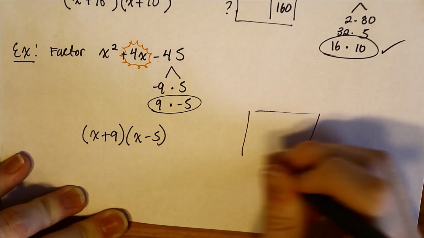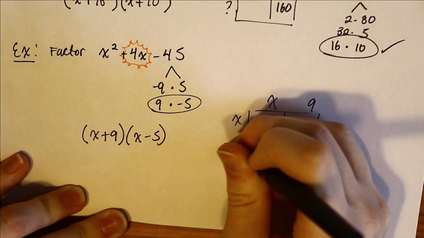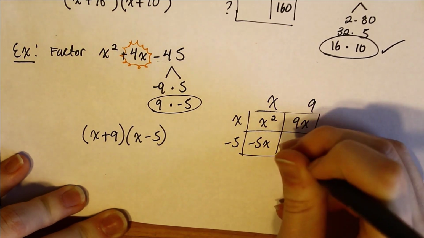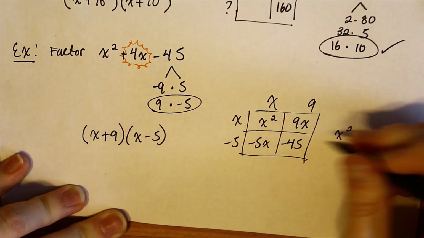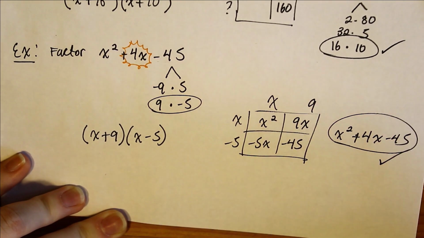Well, you can do your box method right quick. So let's do x and 9, x and negative 5. Okay, this is x squared, this is negative 5x, this is 9x, this is negative 45. Sure enough, we get x squared, 9x minus 5x is plus 4x, minus 45. Oh, yay, we got the right answer.